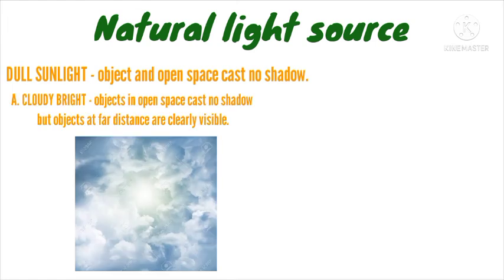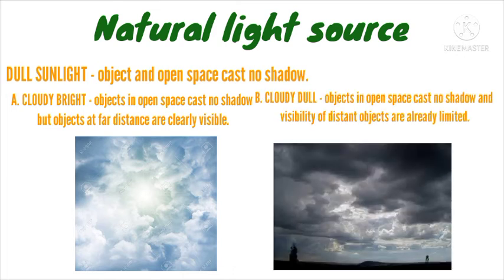Cloudy bright, objects in open space cast no shadow, but objects at far distance are clearly visible. Cloudy dull, objects in open space cast no shadow, and visibility of distant objects is already limited.